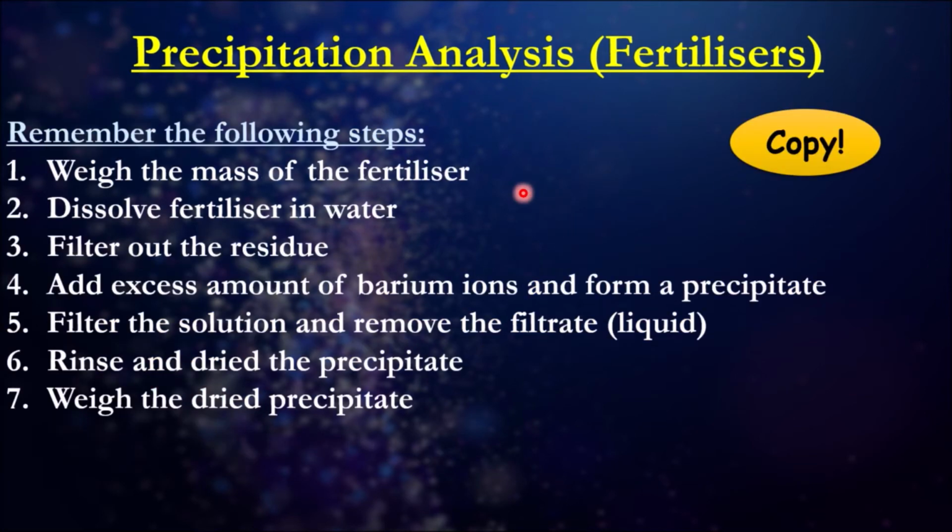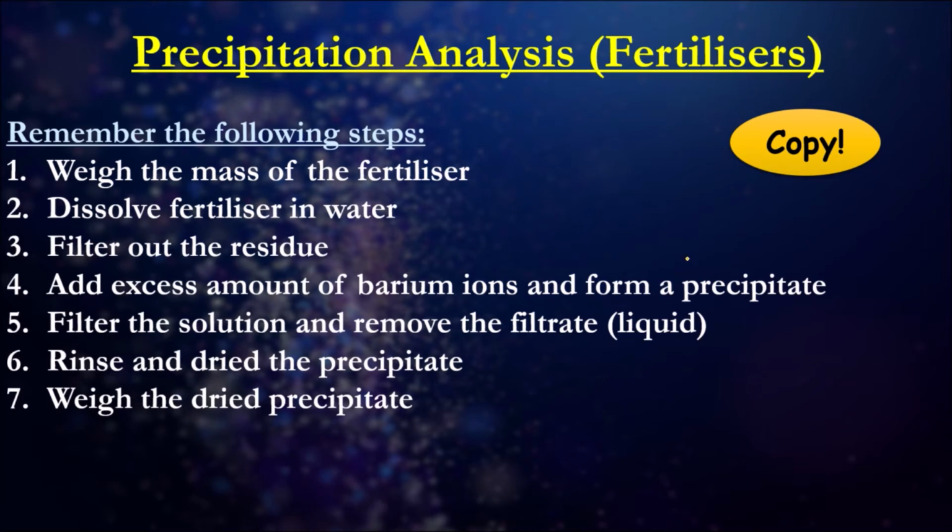Okay, so these are the steps that we talked about. You need to weigh the mass of the fertilizer, dissolve the fertilizer in water, filter out the residue, so that is the solid, add an excess amount of barium ions and form a precipitate, filter the solution and remove the filtrate, the liquid, rinse and dry the precipitate, and weigh the dry precipitate.